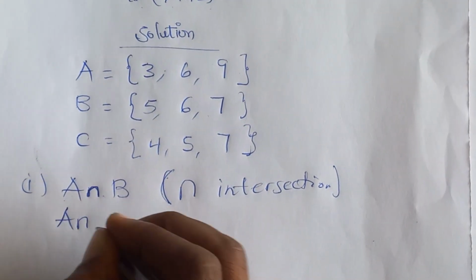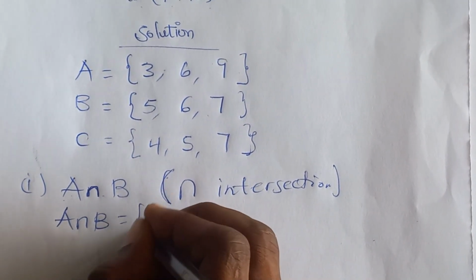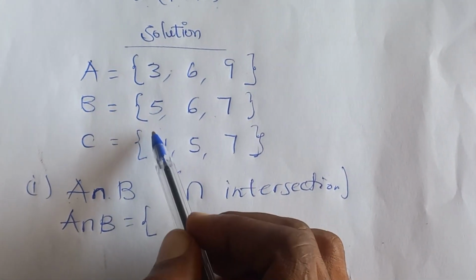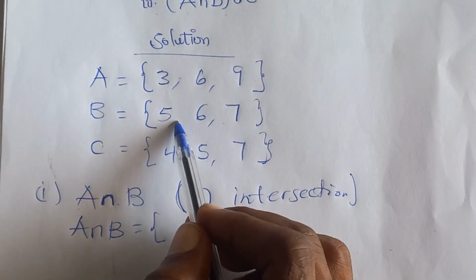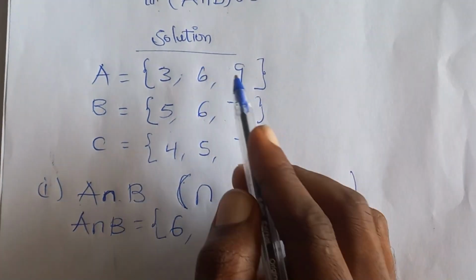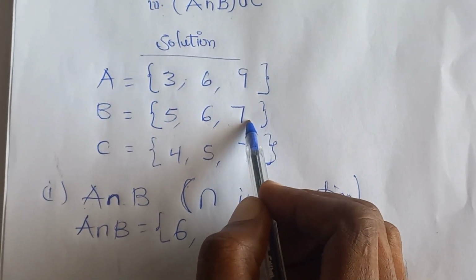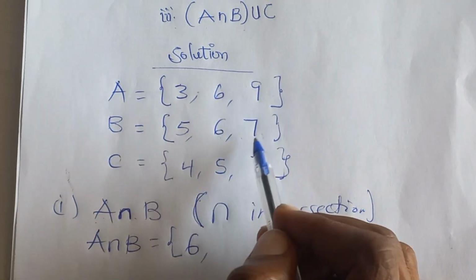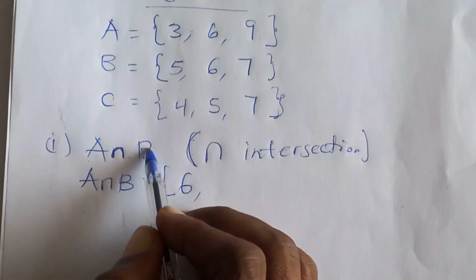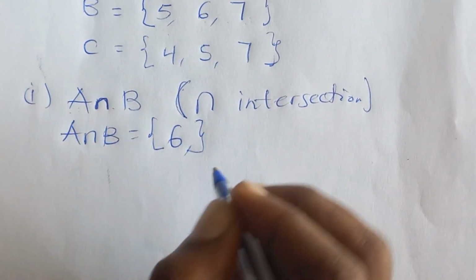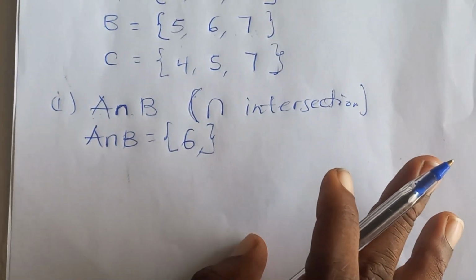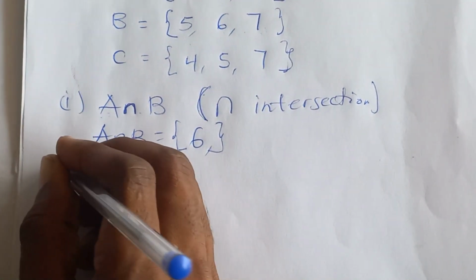So A intersection B is going to be, you come back to your elements of A and B and compare. 3, do you have 3 in B? No. 6, do you have 6 in B? Yes, so you write 6. 9, do you have 9 in B? No. 7 in B, do you have 7 in A? No. So it means that A intersection B is 6 because it's only 6 that you can find in both sets. Okay, good. Let's proceed with the second one.